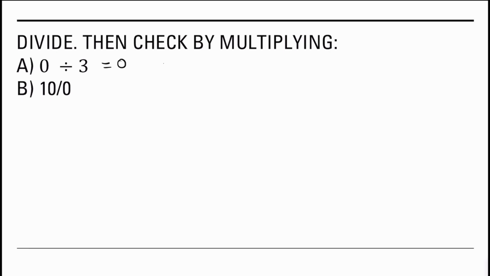Therefore, 3 times 0 is also equal to 0. Now, 10 divided by 0, well, we actually can't check by multiplying for that one because that one is just undefined. So if you try to put that in your calculator, you will get an error.